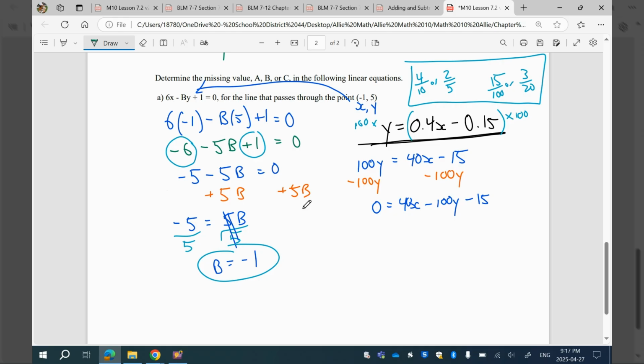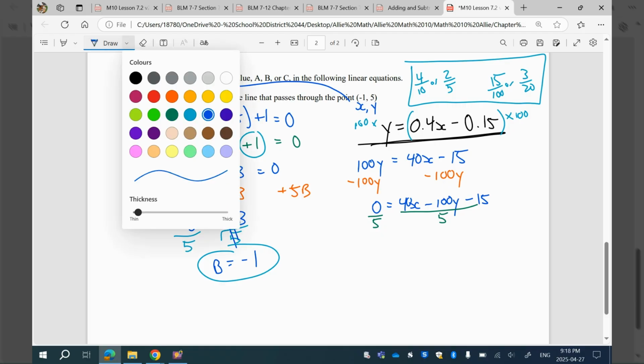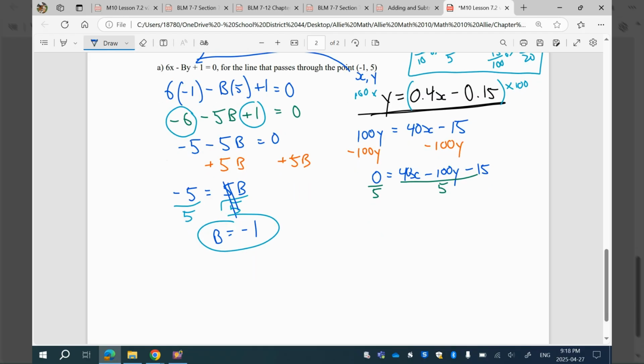So it is good to divide this side. You can think about dividing this side by 5 as well. And I think that's the best way that they want the answer to be, in its lowest form. So we'd still have 0 equals 40 divided by 5 is 8x. Negative 100 divided by 5 is negative 20y. And negative 15 divided by 5 is negative 3.